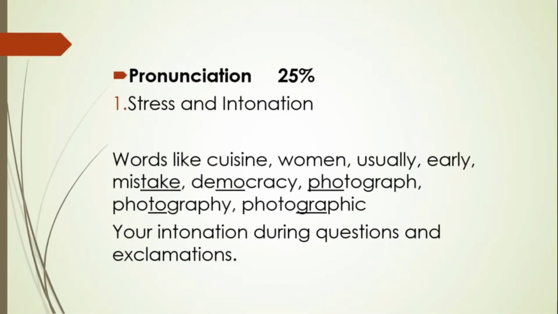And the final one is your pronunciation. So the stress, the intonation, so words like cuisine, women, usually, early. You can see here mistake. So the stress is on the second syllable, like mistake, democracy, photograph, photography, photographic. So you can hear the stress in the first, second, and the third syllable in different words.